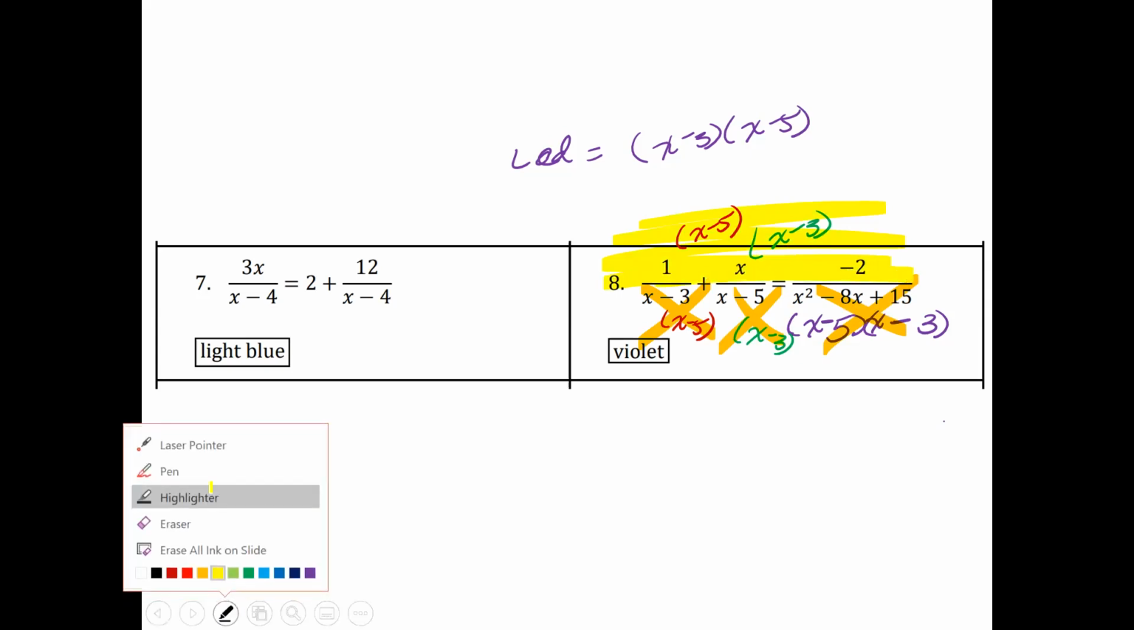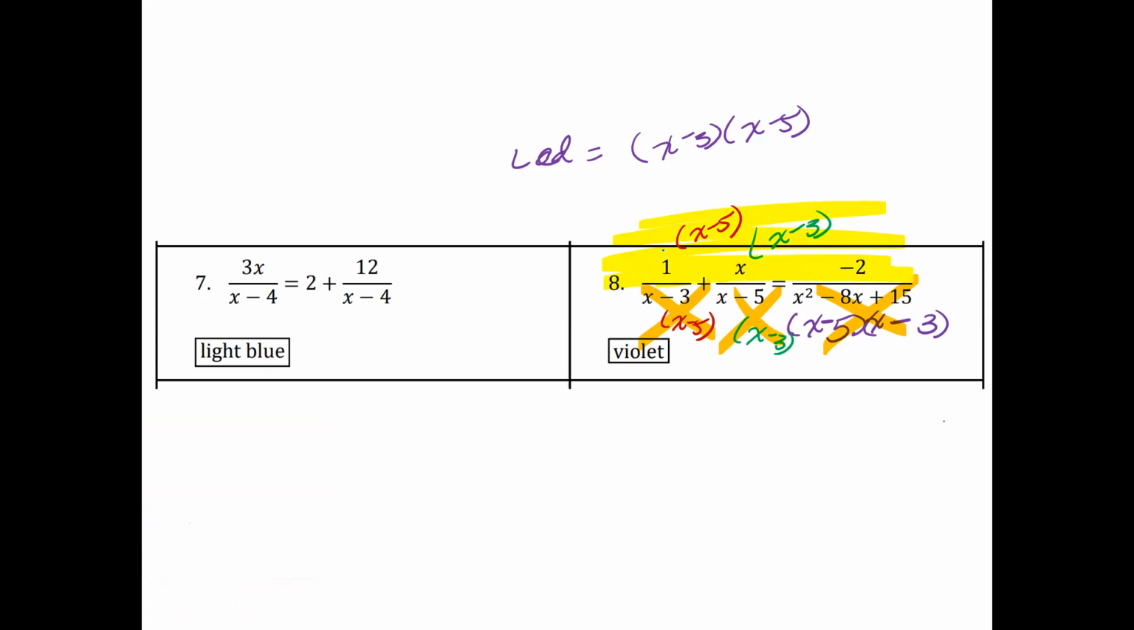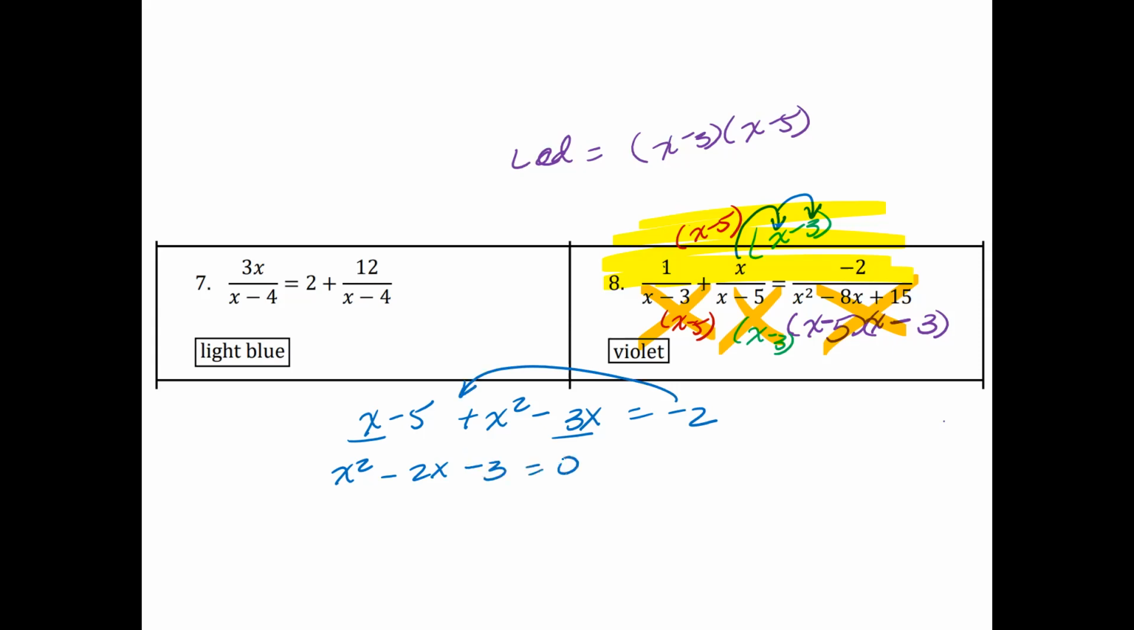So I need to distribute a few numbers to figure out what my numerator is going to be. So 1 times x minus 5 is just x minus 5, plus x times x minus 3 is going to give you a positive x squared minus 3x equals negative 2. Now I just need to go ahead and solve for x. Okay, so let's combine some like terms. x minus 3x is a negative 2x. I need to move that negative 2 over to the left side. So negative 5 plus 2 is a negative 3 equals 0.